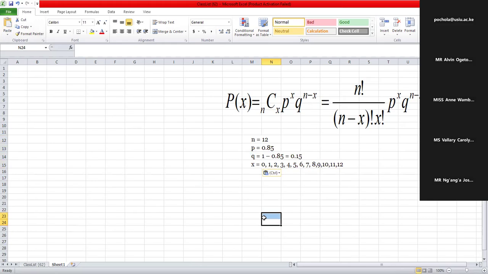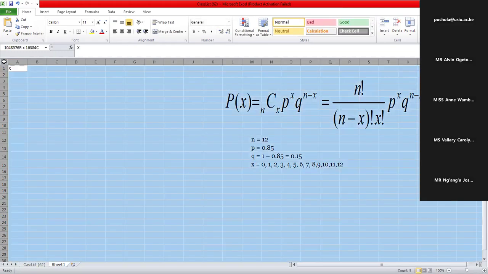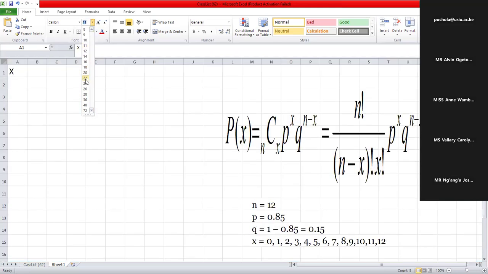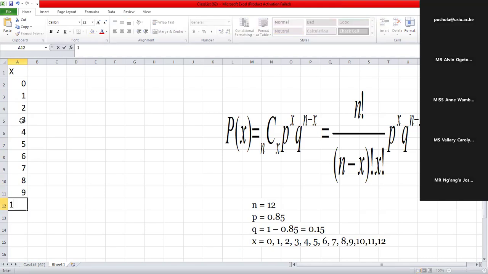Now, there are two ways of doing this. You can either use a table to get that probability distribution or just use the analytical method. But I'm going to use a table, and a table is more efficient. So the first thing is to have a column here called X. Make it larger. I hope you have a pen and paper. X changes from 0 to 12: 0, 1, 2, 3, 4, 5, 6, 7, 8, 9, 10, 11, 12. Those are our X's.